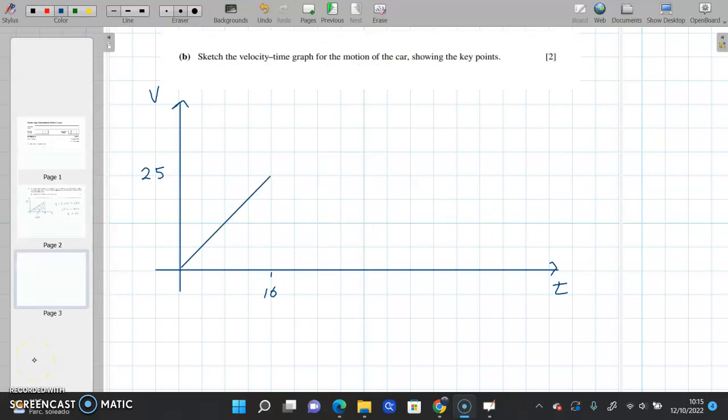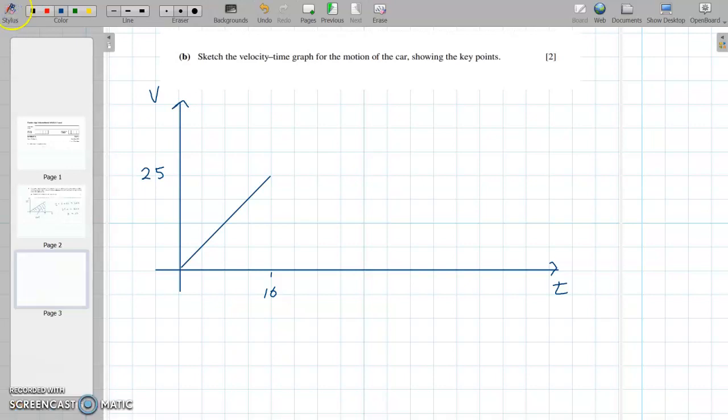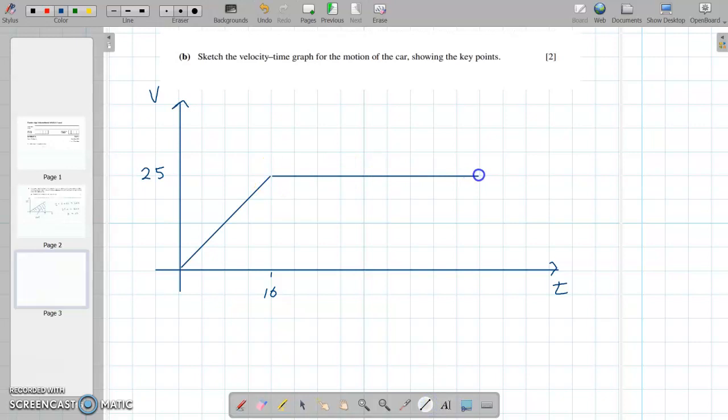Okay, part B, sketch of velocity time graph. Well, we've already done the first bit, the acceleration of the first 16 seconds. What happens after that? The car then travels at this speed for 400 meters. So we've got a constant speed of 25. So let's draw that in. It's only a sketch, so it doesn't have to be to scale.